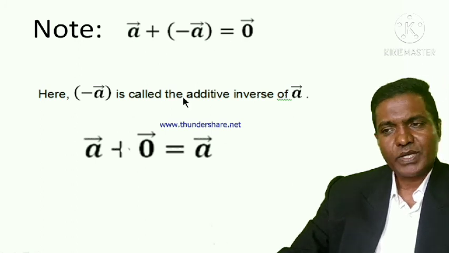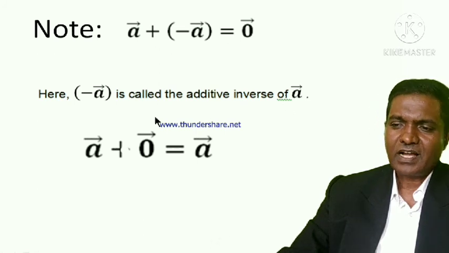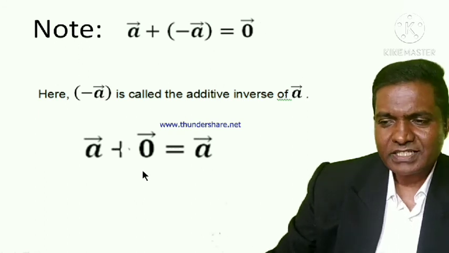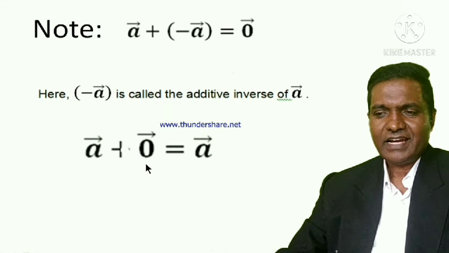So here minus vector A is called the additive inverse of vector A. Then this zero vector is called the additive identity of vector addition. Okay.